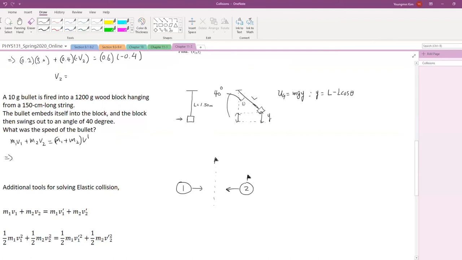Now we're given the bullet, so I'm going to write here 0.01 kilogram for the bullet and the initial velocity of the bullet, plus 1.2 for the mass of the block, and its velocity is zero because it was simply hanging from the ceiling. After the collision, we have 1.21, which is the addition of these two masses, and they have a common velocity v prime. So here I have 0.01 vb is equal to 1.21 v prime. So vb in terms of v prime is this.